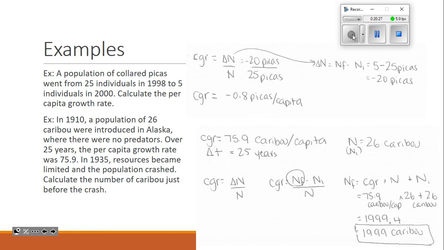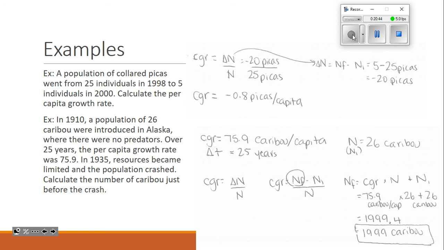N is always my initial population size. What did I start with? I started with 25. So per capita growth rate is negative 20 divided by 25, which gives me negative 0.8 pikas per capita.